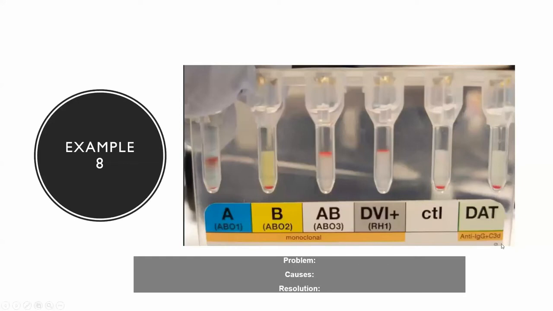Okay, so now we have a gel. This is a different one, this is not Ortho gel. This is Grifols, I believe. And they make different ABO cards. Some have reverse, some don't have reverse. Some have multiple D antisera, which we'll talk about Rh a lot more in the next workshop.